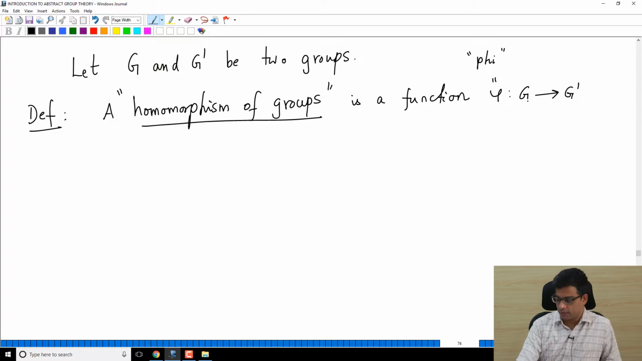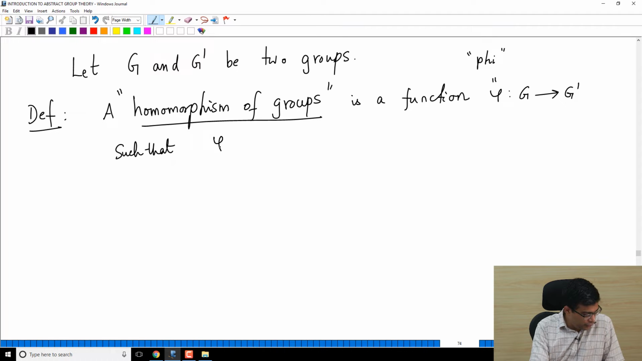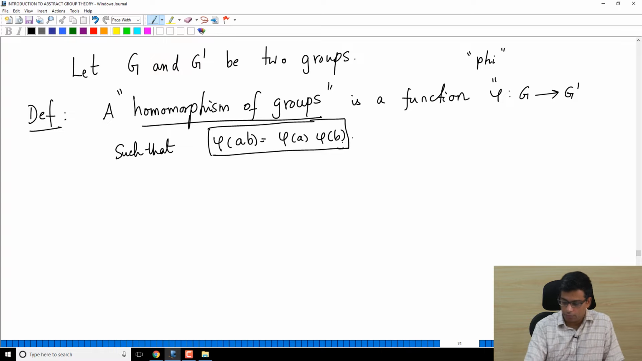It's a set theoretic function first of all. It's a function from G to G prime such that it satisfies the following condition. Phi of AB is equal to phi of A times phi of B. That's all. So we want phi of AB equals phi of A times phi of B.